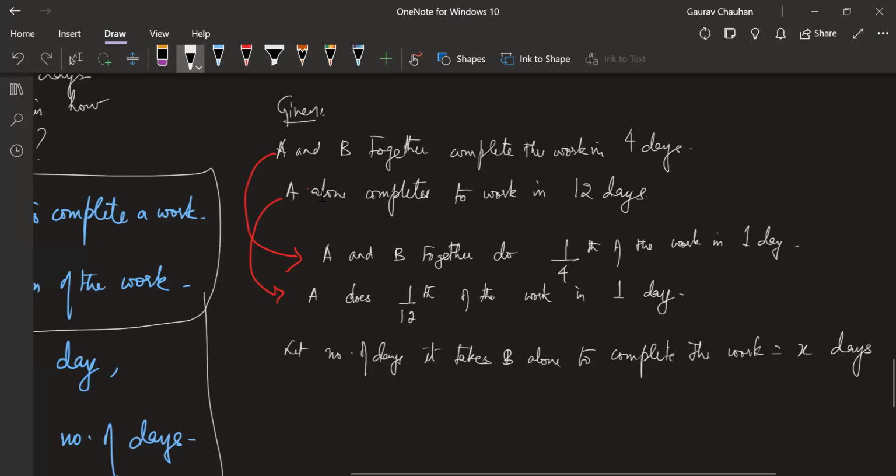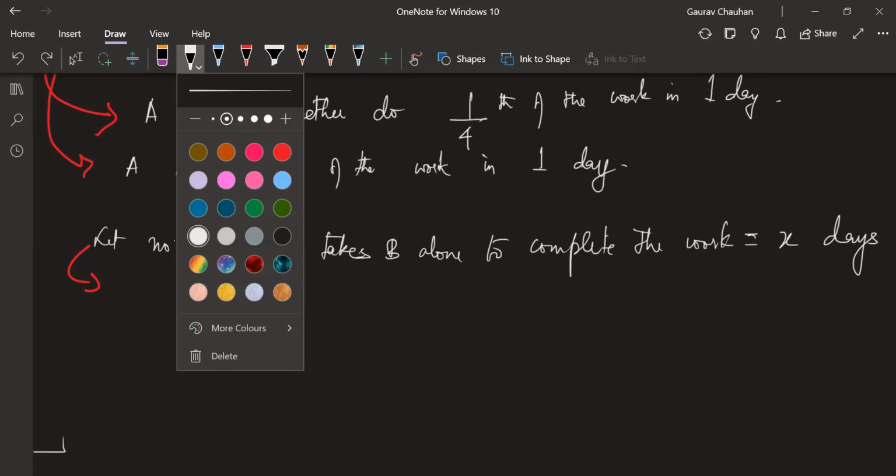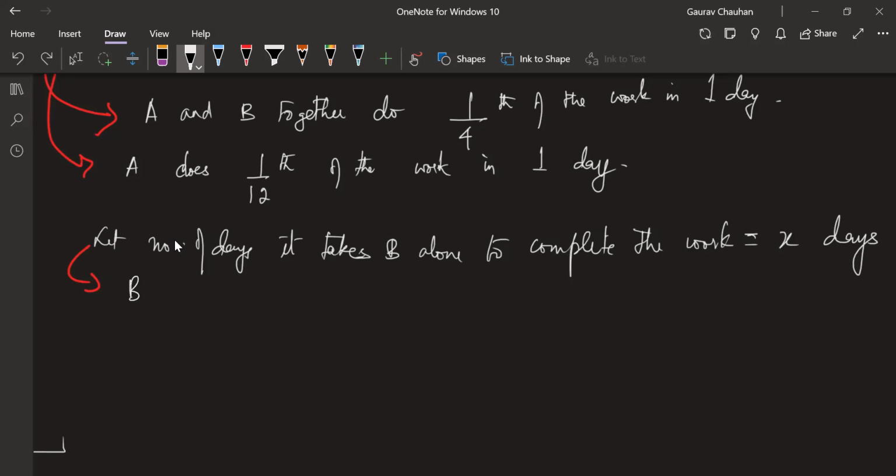Okay. Is this okay? MG, now your logic is coming automatically. So what are you saying? What will the next statement be from here? So let the work done by B in 1 day be equal to 1 by X. You have already assumed X. Okay. Now work done by B in 1 day is equal to 1 by X of the total work. Correct?